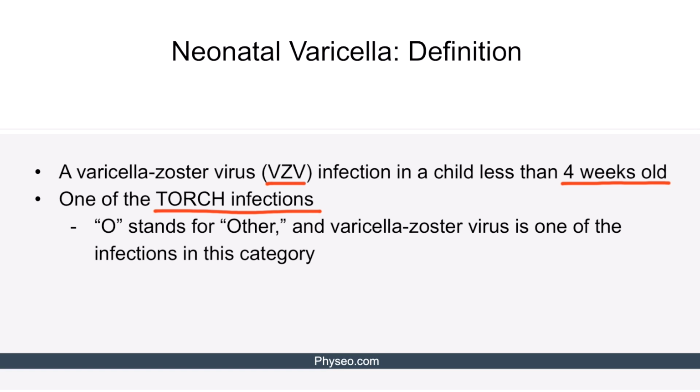Remember that TORCH is an acronym that is used to remember the list of infections that can be transmitted from mother to child in utero, and that can be very dangerous to the infant. The O in TORCH stands for other. It's a catch-all that includes varicella-zoster virus. As far as this acronym goes, the O is probably the least useful, but O, other, includes this.